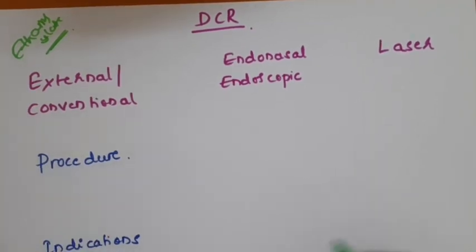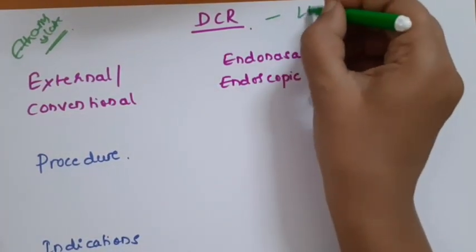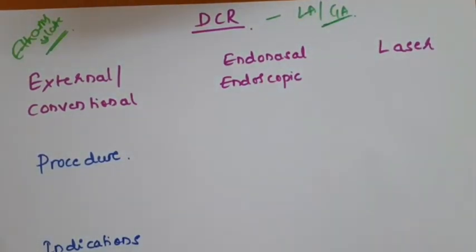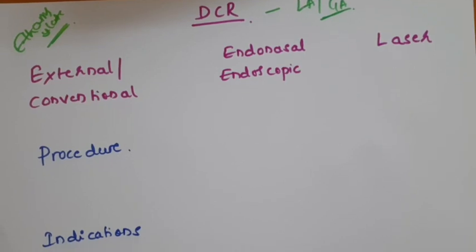The procedure of DCR can be done under either local anesthesia or general anesthesia. GA is usually preferred in case of DCR surgeries. If you are going for local anesthesia, the anesthesia I explained for the DCT is applicable to the DCR also. Local anesthesia is given in a similar fashion. And then the steps till the separation of the orbicularis oculi and the identification of the sac are the same.